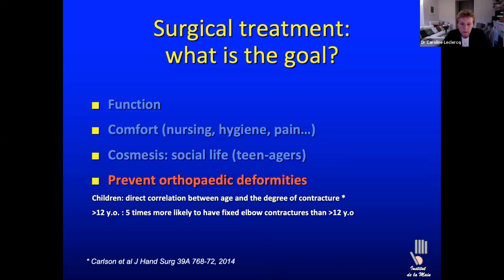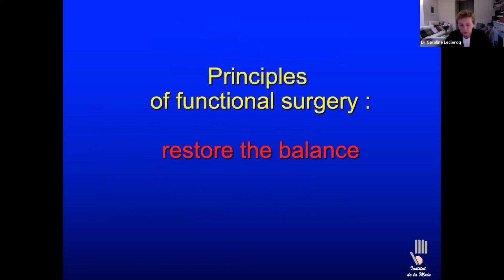There is a fourth goal, which we must be quite careful about, and that is prevention of orthopedic deformities. This is important, especially in children. And Carlson in 2014 showed very clearly that there was a direct correlation between growing age and the degree of contracture. And if you let a contracture develop after 12 years, you see that they are 5 times more likely to have fixed elbow contracture than under 12 years of age. So in a small child, if you see some contractures start developing, one needs to intervene quite early in order to avoid fixed contracture.